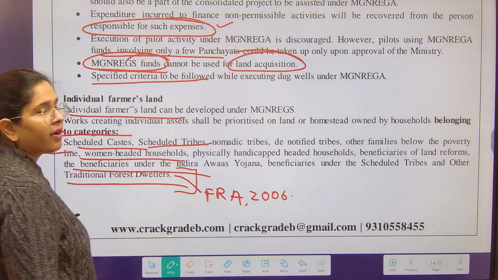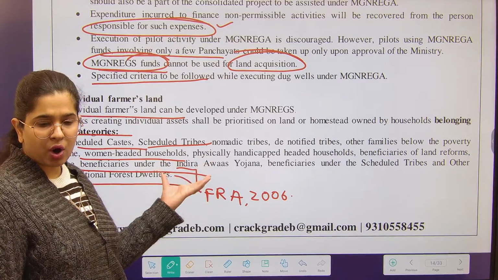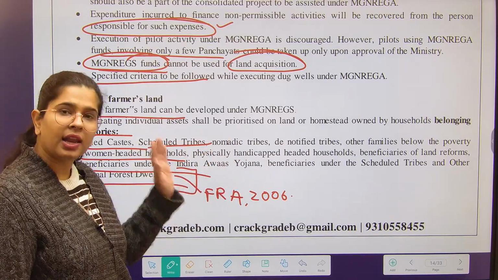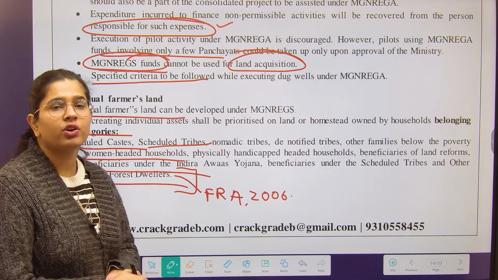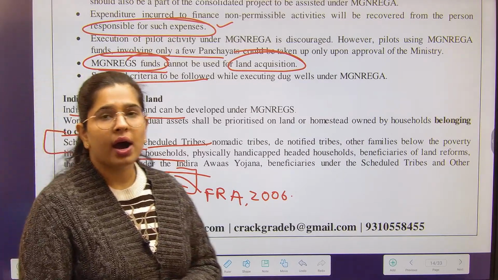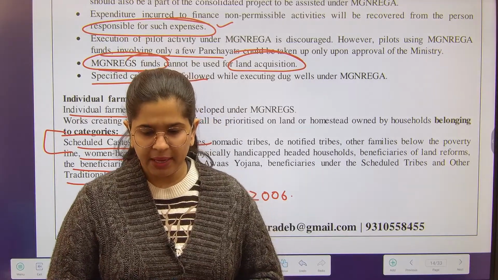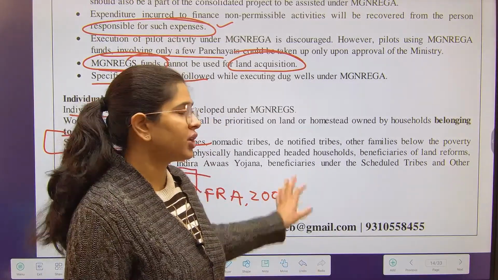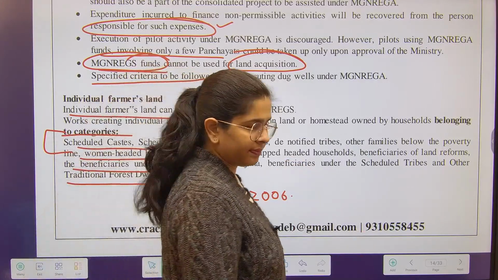So MGNREGA work on the agricultural land belonging to these people is allowed. You cannot perform the agricultural activity for such persons who are already well off. No need to do it for them. But the people who need such kind of support, you can always perform for them.